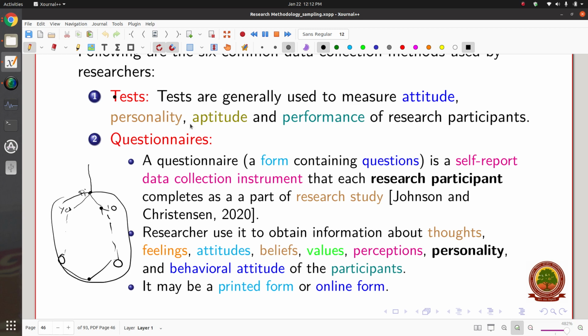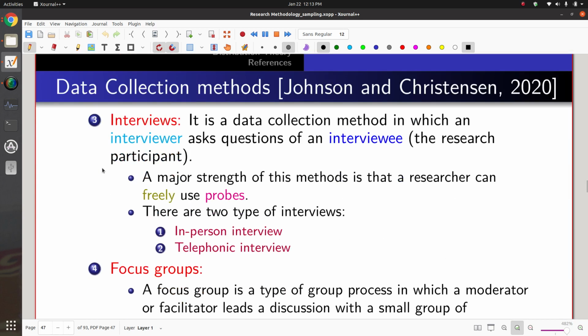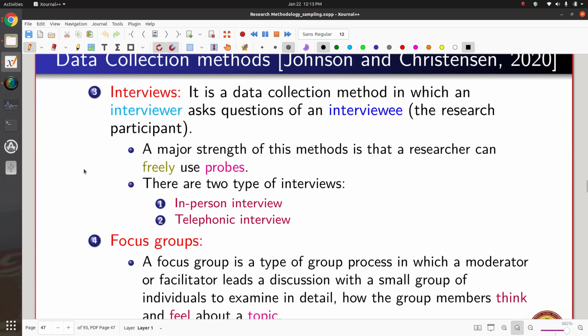So this is the questionnaire, and now let's talk about some other methods of data collection. The next method of data collection that is used in some research is the interview method. Before going to discuss the interview method, let's talk about the limitations of questionnaire methods. Actually, in case of questionnaire methods, you cannot probe your participants in a deeper way. What does that mean?